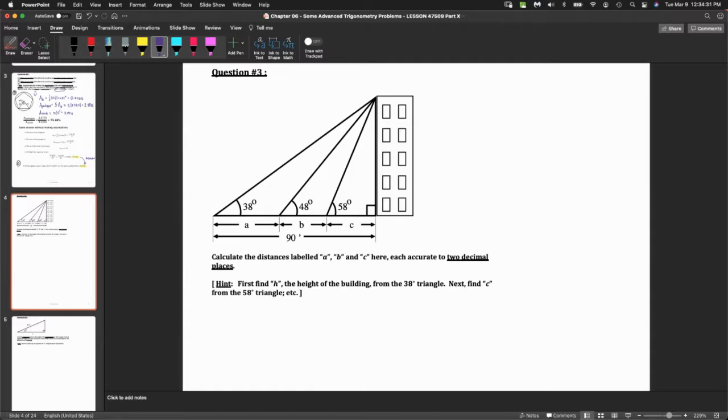In order to answer this question, it's beneficial to first find the height of the building. So it would be nice to find the height of this building H, because that will reveal a lot of the work that you need. So how do you solve this question? Well, you can think of it as 3 separate triangles, and I'm going to do that right now.